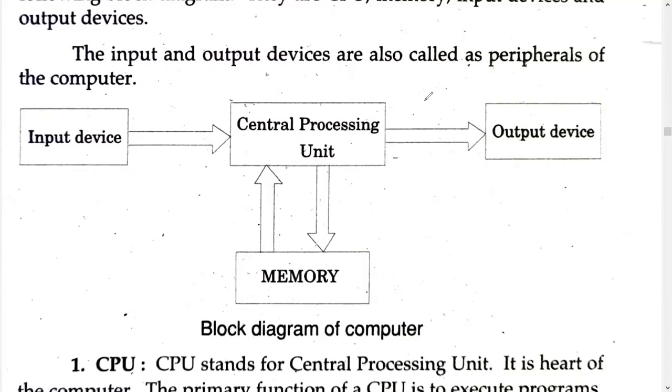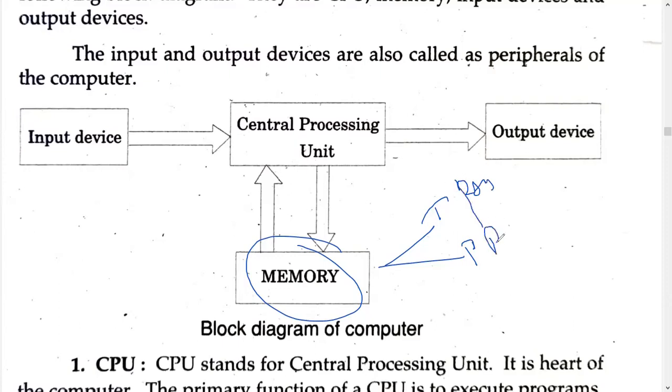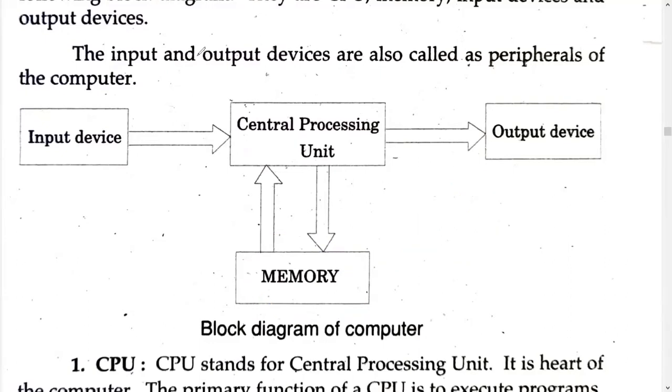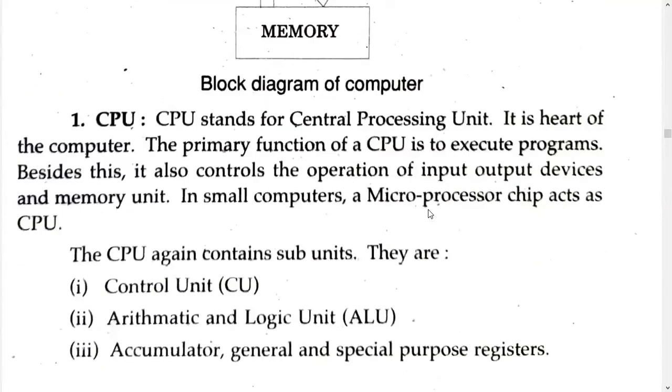And the most important thing is memory. In the types, we have two types of memory. That is, one is temporary memory and permanent memory. That is random access memory and read-only memory. So these two memories will be serving us to function with the device.